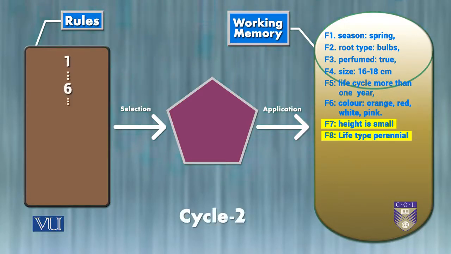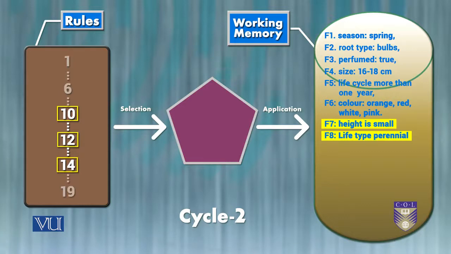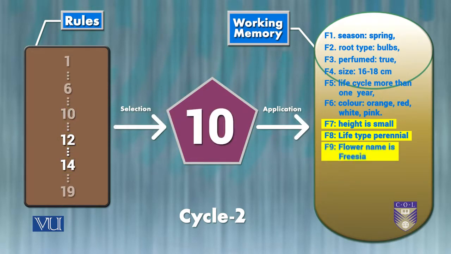In this case, rules 1, 6, 10, 12, and 14 are applicable. That's the cycle 2 matching. Rule selection. We can only select rule 10, 12, or 14 since 1 and 6 have already been fired, executed. So let's select rule 10. We apply the rule. A fact, called fact 9, flower name is freesia, will be added to the working memory. 1 fact added by this rule. So working memory now has 9 facts.